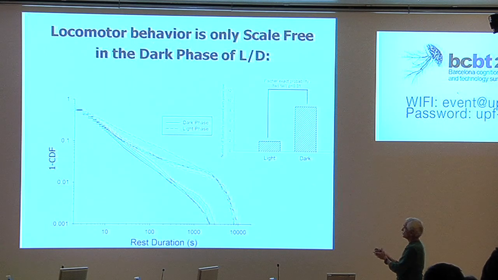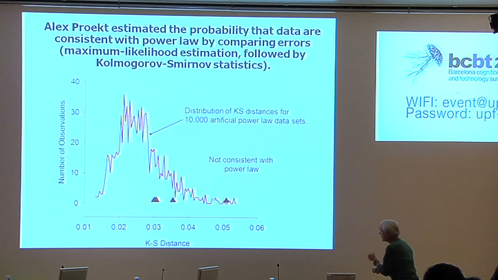Another question is, what about light and dark? We get better power law behavior in the dark than we do in the light. The light is the dashed line. Remember, these are nocturnal animals, and here's the animal behaving in the dark. Another thing is that we could have messed ourselves up by applying statistics incorrectly.